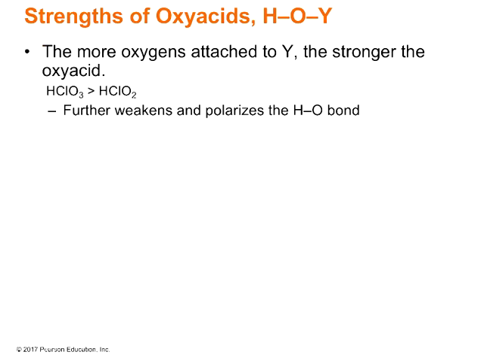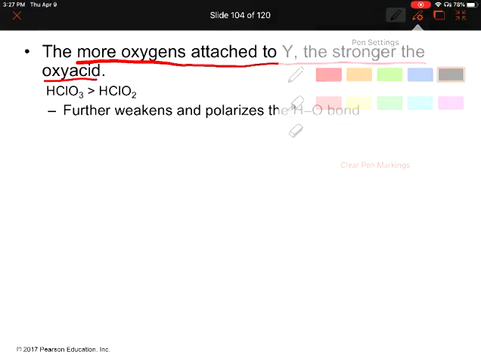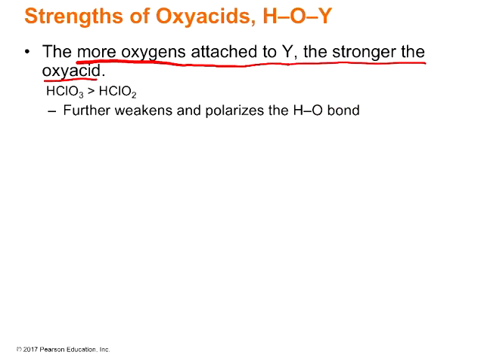Okay, so now for another trend with oxyacids, the more oxygens that are attached to Y, the stronger the oxyacid. So we're going to compare two oxyacids, HClO3 and HClO2, so chloric acid and chlorous acid. Getting all my names mixed up.